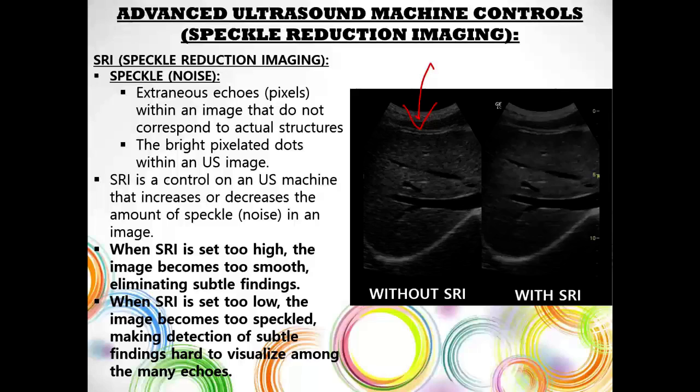So SRI is a control in an ultrasound machine that increases or decreases the amount of speckle or noise in the image. So if it's set too high, your image is going to be very smooth. It's going to eliminate subtle findings. If it's set too low, the image is going to become too speckled, really speckly. So it's going to make it hard to detect subtle findings. So as with dynamic range, we want our SRI to be somewhere in the middle.